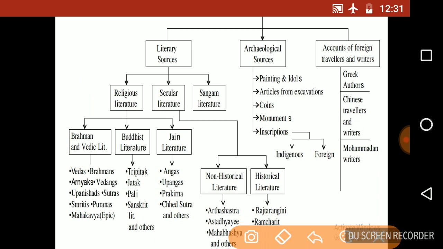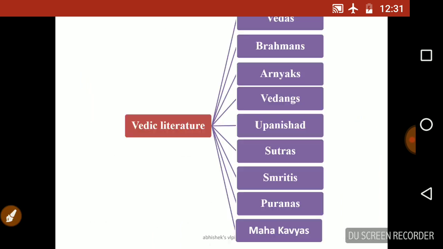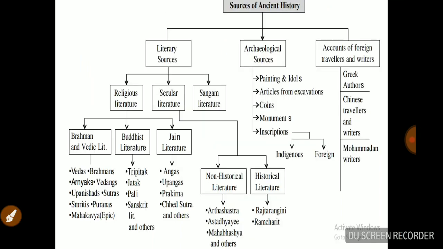If you go into the details of these topics, then almost all of ancient history will be covered in this tree. And as you can see here, archaeological sources and also accounts of the foreign travelers. Now I am going deep, and we will follow this tree and cover all the topics related to it. The foreign travelers are split into Greek authors, Chinese travelers, Mohammedan writers, etc.